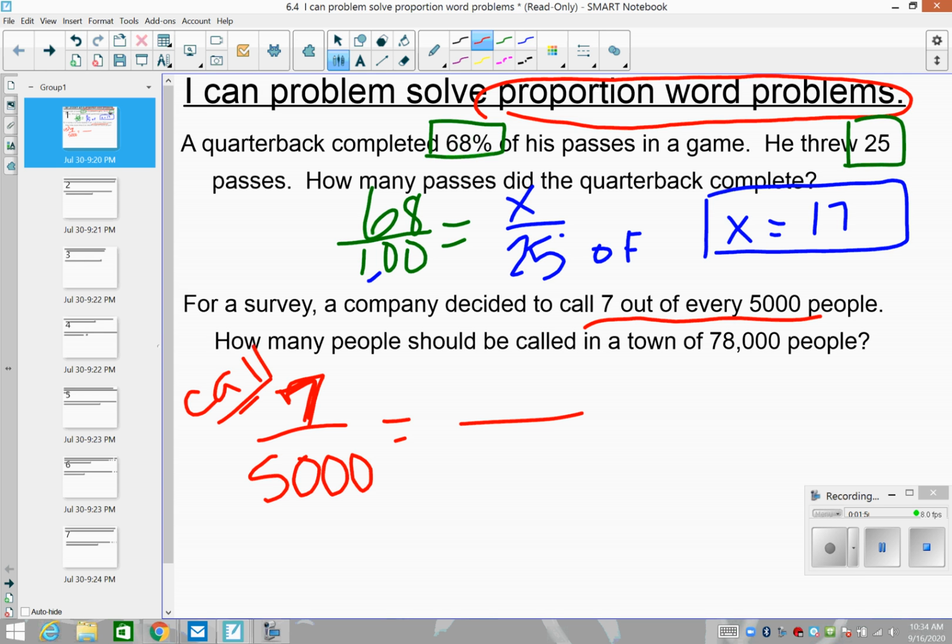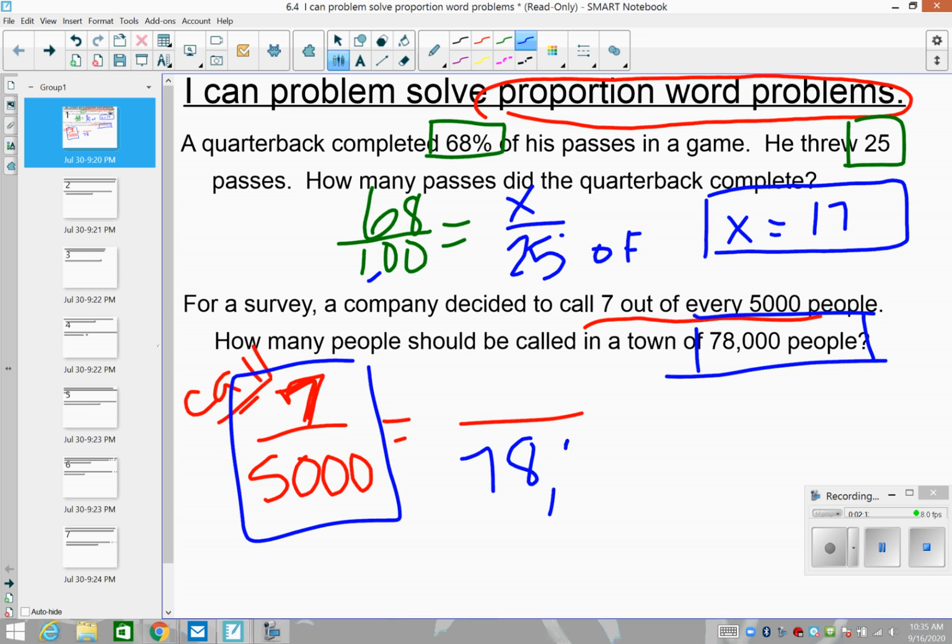Is it possible for them to call all 5,000 people? Probably not. So we would just say that that's really a sample of the population. So how many people should be called out of a town of 78,000 people? So if we use the same proportion, how many out of 78,000, here's that of, how many people should we call? I'm lacking space there, so I'm not going to show all my steps. So go ahead and take cross products and solve those. We're looking for how many people should we call to keep that same rate.